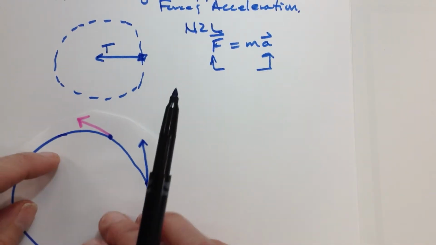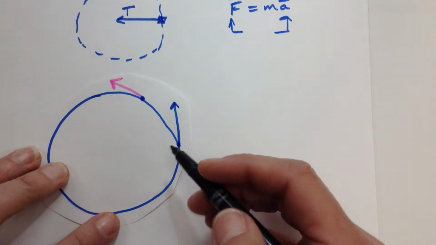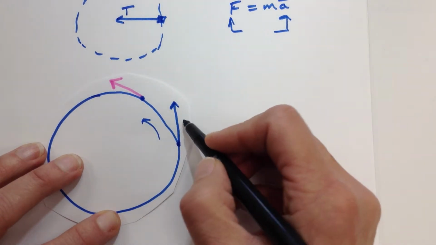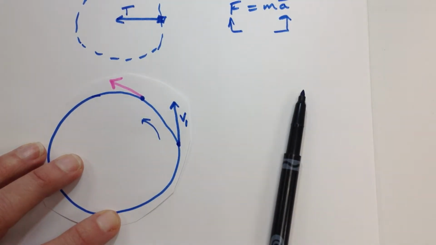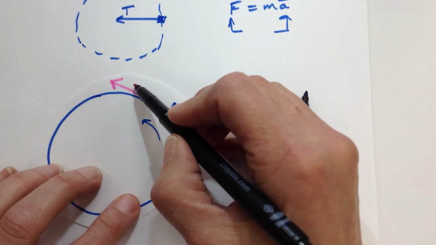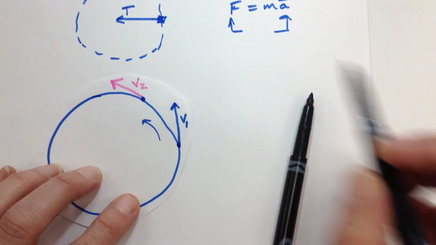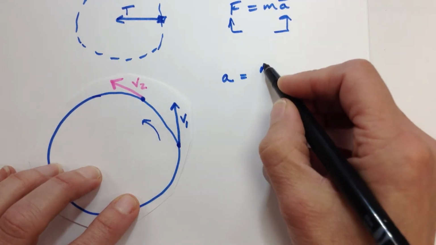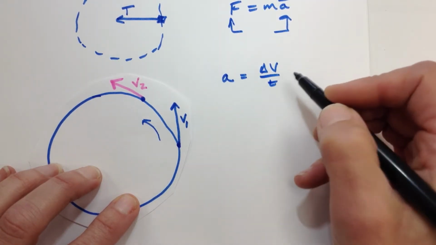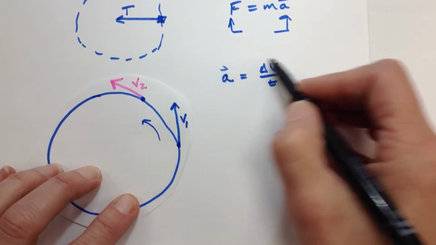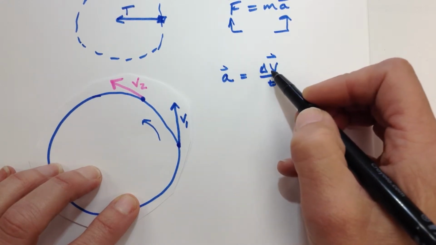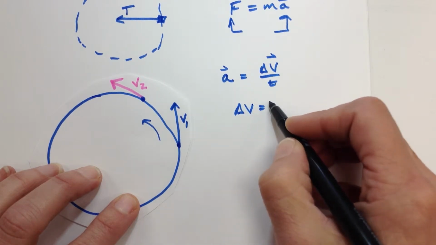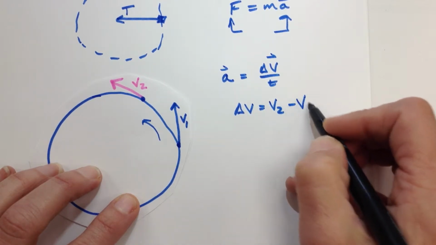So here's my little circle, and let's say that my object is moving in this direction. And these are just velocity vector components of the tangential velocity. I'll use pink for this one over here, v1 and v2. I know that my acceleration is equal to the change in velocity over time. If I want to look at the direction of this acceleration vector, I can just focus on the direction of that change in velocity. So the change in velocity is just v2 minus v1.